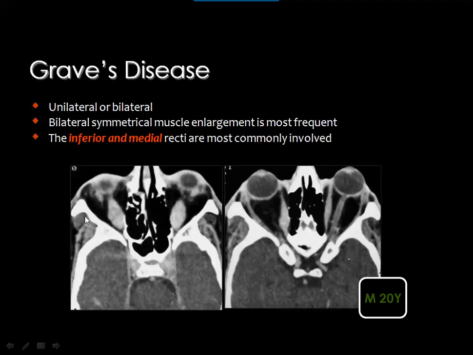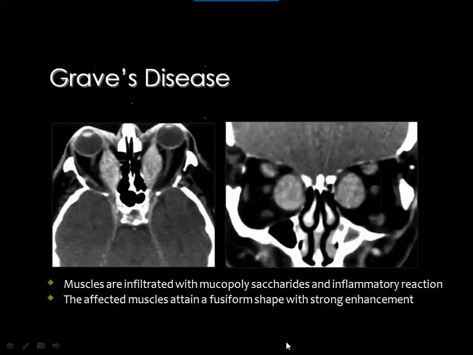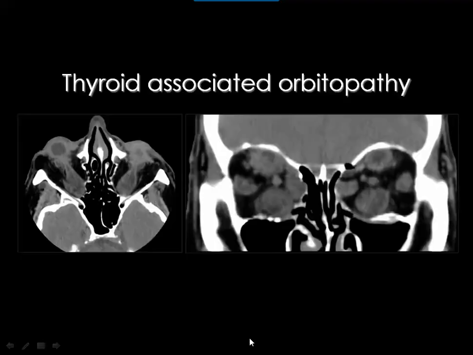Then the inferior recti are enlarged, the medial recti are also enlarged and homogeneously enhanced. And you see that one of the most important characters of Graves' disease is the affection of the muscle belly, not the ends of the muscle. Then you get an elliptical configuration of the affected muscle, and this is bilateral symmetrical affection of the medial rectus muscle, one of the most commonly affected muscles in the orbit by Graves' disease.